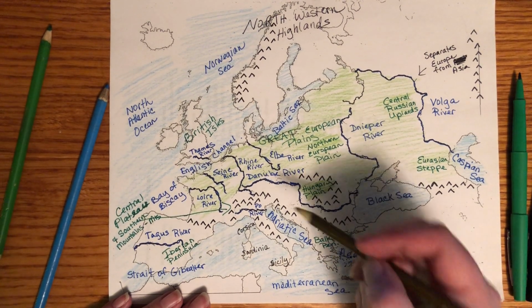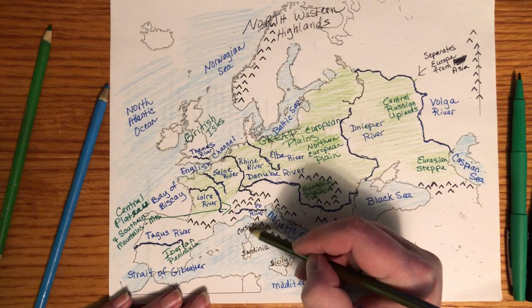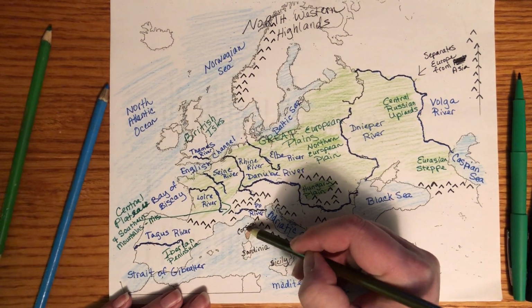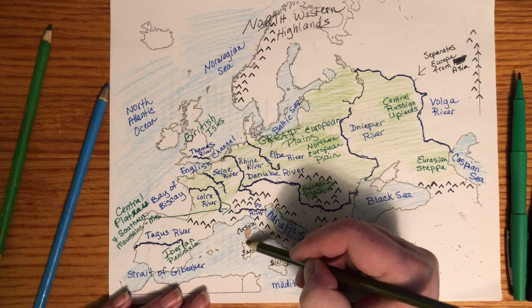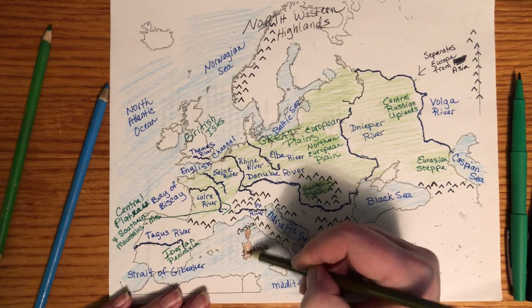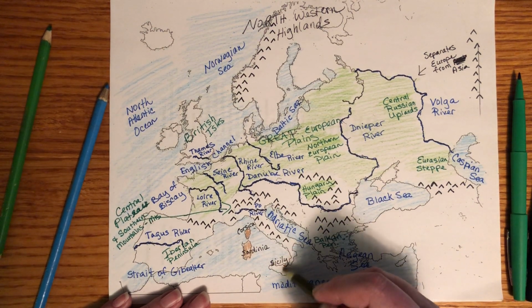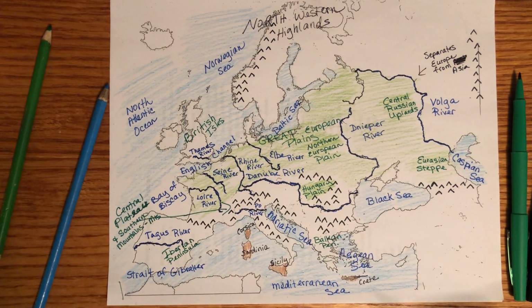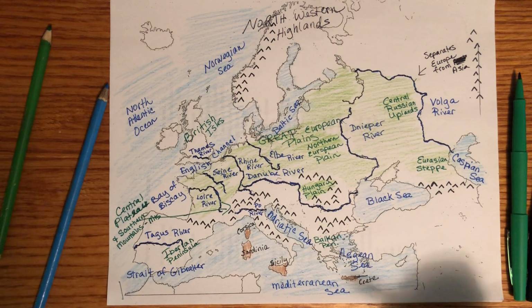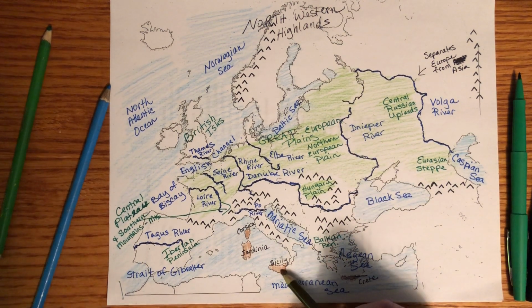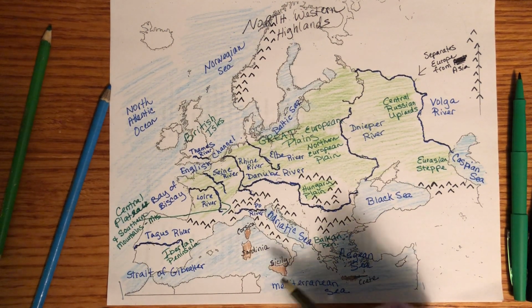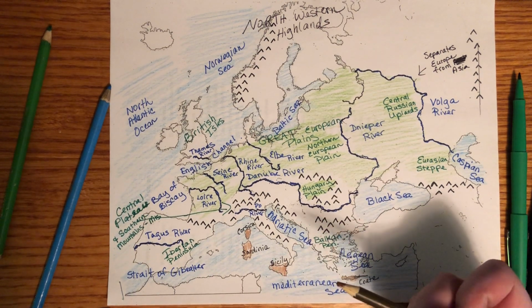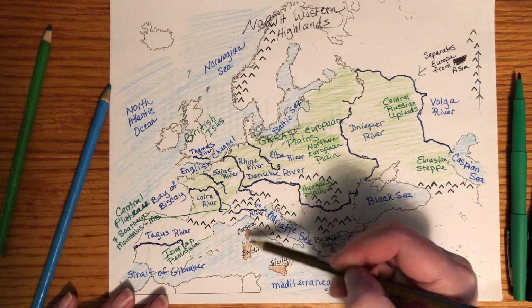And let's go ahead and color in our islands of Corsica, Sardinia, and Sicily. I know this is not a political map, and we are labeling islands as they would be countries, but this is a very important part of the physical geography because these are main islands in the Mediterranean.